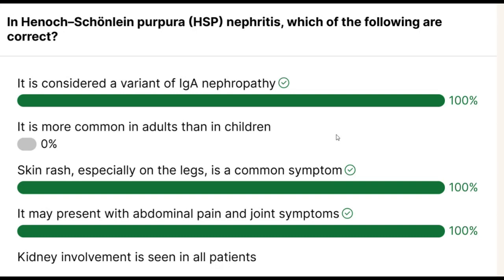Usually it's pathognomonic that if you see a skin rash on the leg, you think about Henoch-Schönlein purpura, and it presents with abdominal pain and joint symptoms. And kidney involvement is not seen in all patients. It's seen in about 50% of the patients. And just remember that Henoch-Schönlein purpura is associated with rapidly progressive glomerulonephritis, and it's also immune complex mediated. So next question.